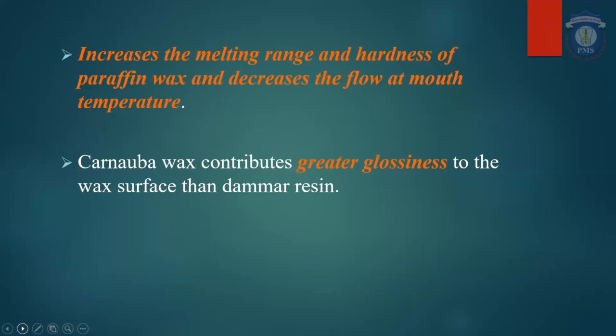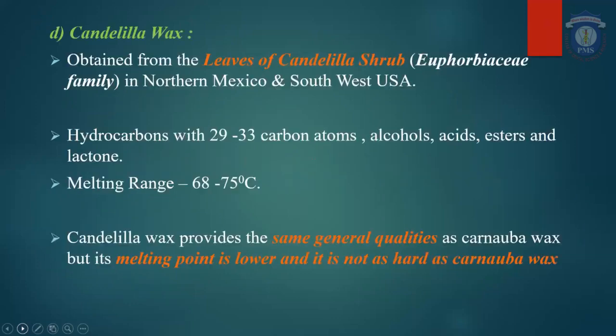So carnauba wax mainly contributes to greater glossiness to the wax surface than the damar resin. The main function is the first point, increasing the melting range. When you are asked in the Viva also, first you have to tell them that. Then it improves the hardness of paraffin wax and also decreases the flow at mouth temperature. While increasing the melting range, it also decreases the flow and increases the hardness, and like the gum damar, it also contributes to the glossiness, but to a greater extent when compared to that of the damar resin.